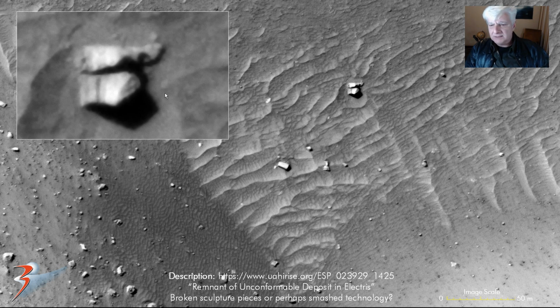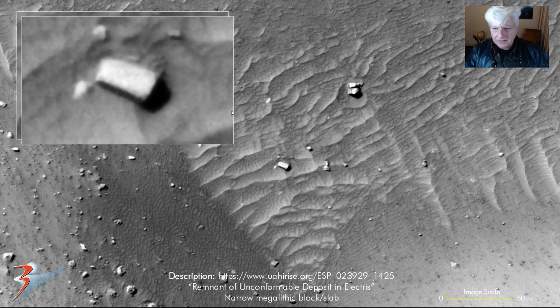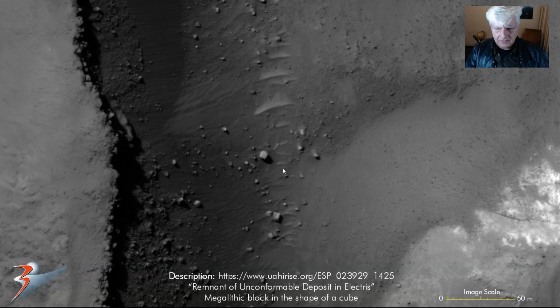Whatever this is, it's partially buried as well, so it's difficult to say what that is. Maybe a piece of technology wreckage. And then another one of these slab objects with straight edges and 90-degree angles and flat sides. There's a cube.